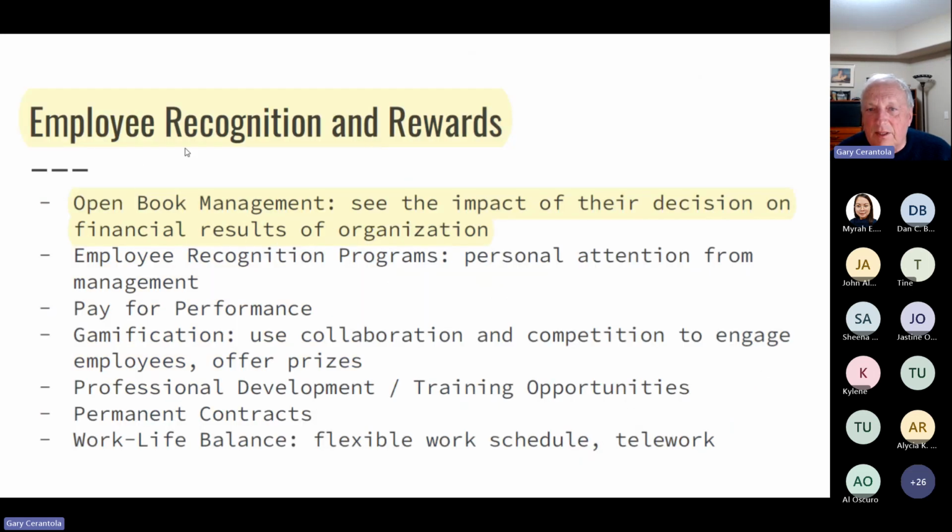Okay, a little bit about recognition and rewards. We talk about open book management, and what that is, you can see the impact of your decisions on the financial results of the organization. So I'm going to use the chat again, and I'm going to put in a reference here, from Switch by the Heath brothers. Jack Stack. And Jack Stack is one of the pioneers of open book management.